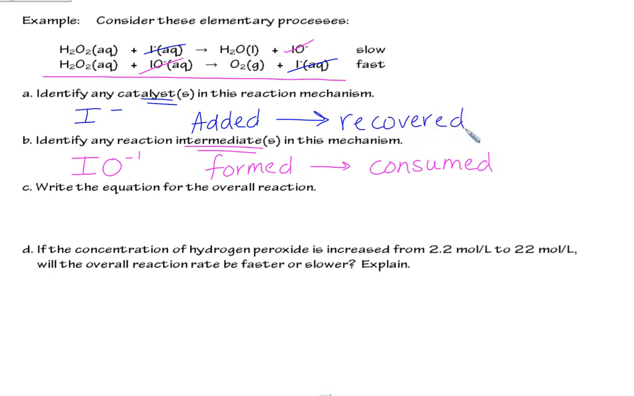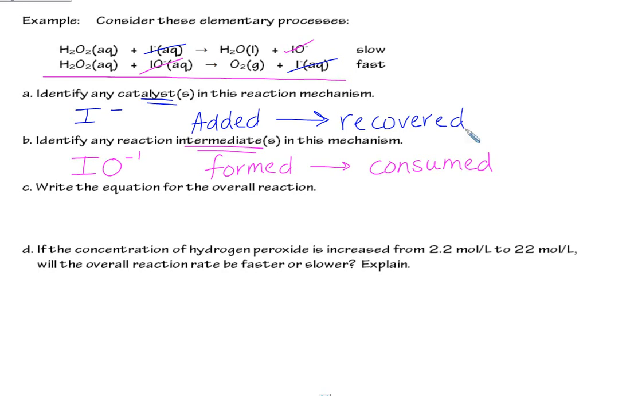We're going to talk more about catalysts in a little bit. A catalyst is something that just speeds up the reaction, but it's not part of the overall balanced equation. It's not part of the stoichiometry. It's not part of the reactants or the products. You should be able to collect your catalyst and reuse it again. It is not changed in any way.